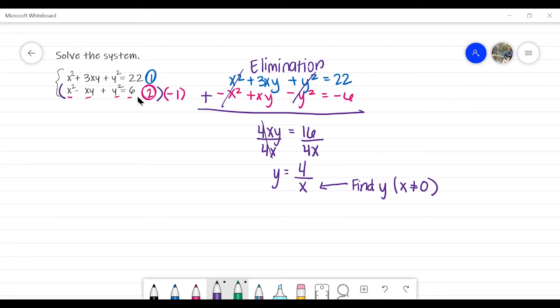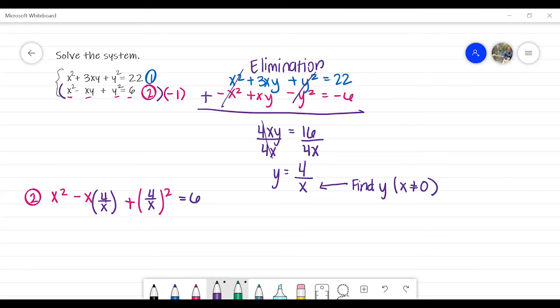So now what we're going to do is take this 4 over x, and go back to either number 1 or number 2, either one, and plug that 4 over x in everywhere that we see a y. My recommendation is going to be the second one. Nothing special about it other than I have fewer coefficients. Other than that, it doesn't matter, right? You could plug it into the first one. So we've still got an x squared minus x times, and this is where we put 4 over x in its place, plus, and instead of y squared, we put 4 over x squared, equal to 6.